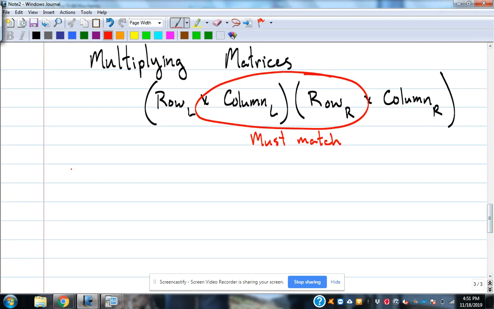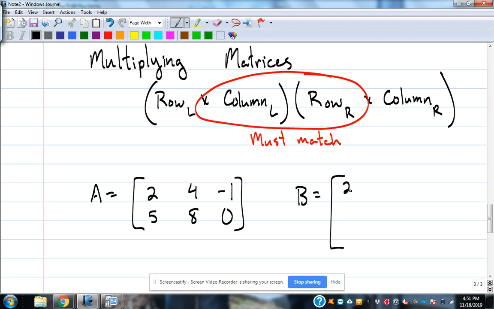All right. So let's take a couple of matrices. We're going to do 2 different ones here. Matrix A is now going to be this matrix, 2, 4, negative 1, 5, 8, 0. And matrix B is going to be this one, 2, 5, 1, 4, 4, 8, 0, 6, negative 3, 1, negative 2, negative 1.